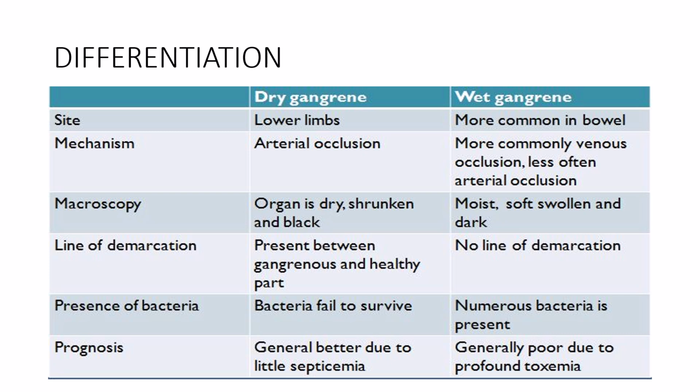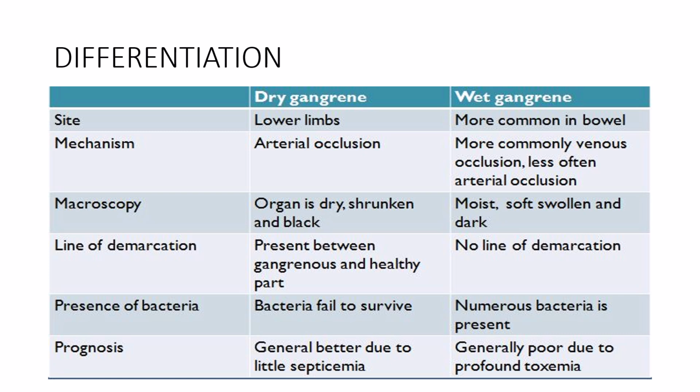But in wet gangrene, septic ulceration causes the separation, and because of this numerous bacteria are present. The result is that dry gangrene has a better prognosis in comparison with wet gangrene, because wet gangrene has profound toxemia in it. Dry gangrene limits itself to the demarcation, while wet gangrene will spread fast and very rapidly.